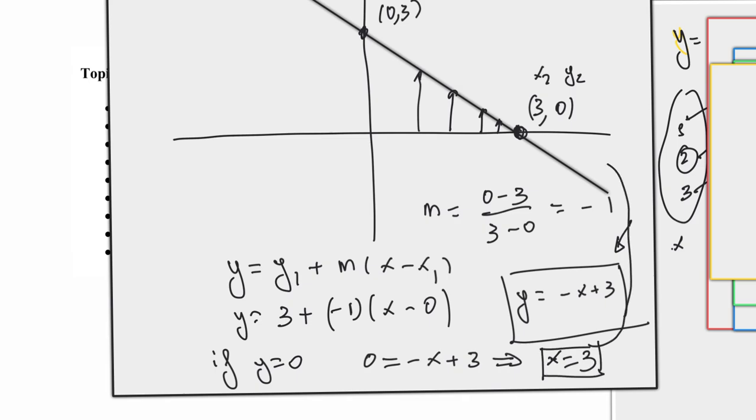I found the point: x equals 3, y equals 0. How will you find the other point? You impose that the x should be 0. So this is the second thing that we are going to practice.